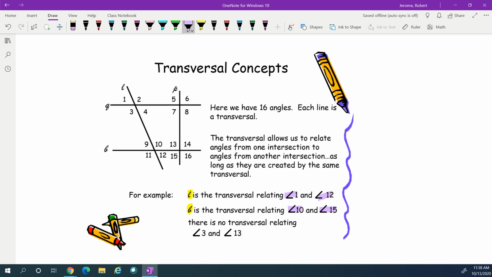Notice that for angles 3 and 13, there is no line connecting them. It would be 2 steps. We're looking for a transversal, a line that connects the 2 groups of angles. So even though we have the pair of angles, there is no transversal that connects them. We would have to go over and down, or down then over. All that means is that when we do it, it's a 2-step problem. That's all it means. Doesn't mean it can't be done. It means that it's more than 1 step.